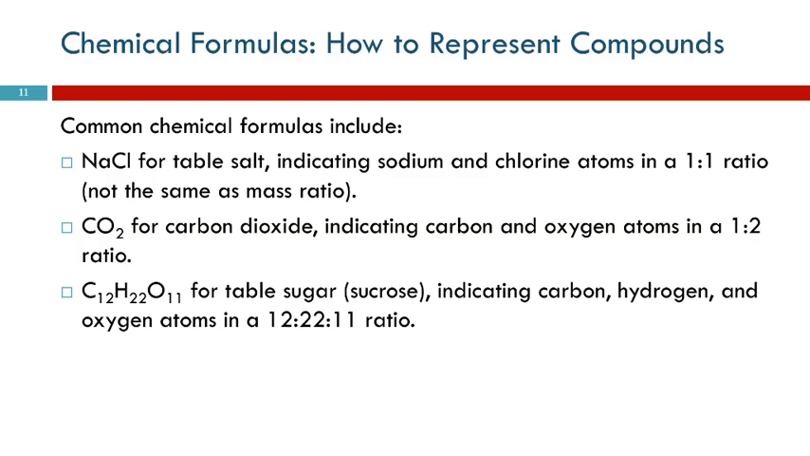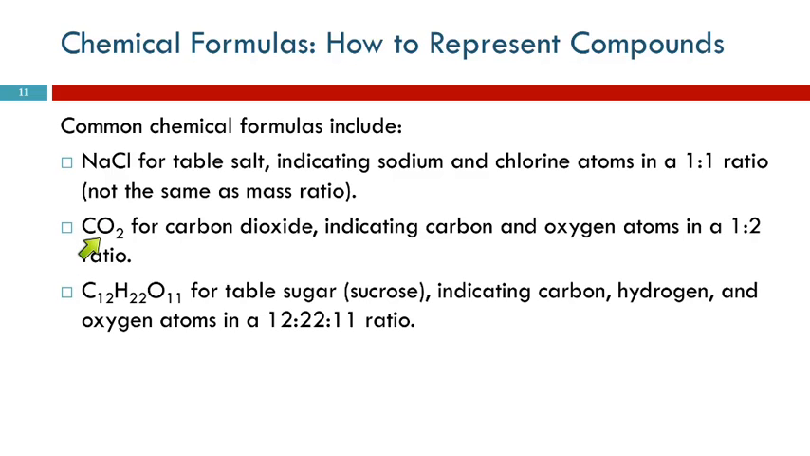Because how much does a sodium atom weigh on average? Periodic table. What's the number under sodium? It's about 22.99, right? So a sodium atom weighs about 22.99 atomic mass units, and how much does the average chlorine atom weigh? 35.45. So the ratio of masses would be different than the ratio of numbers of atoms.